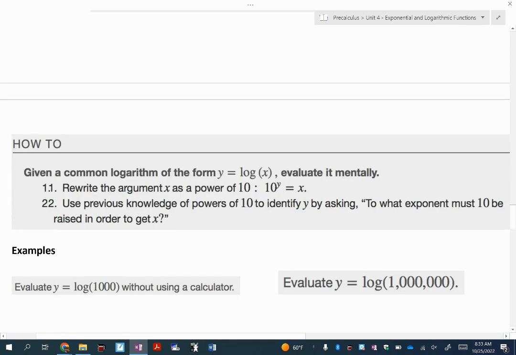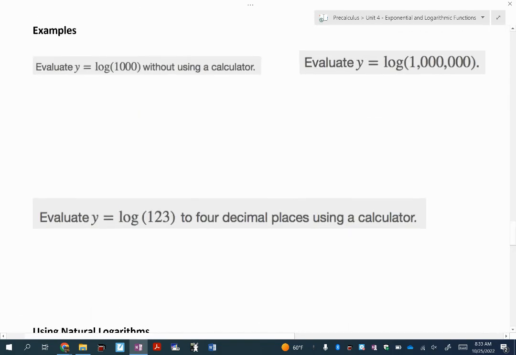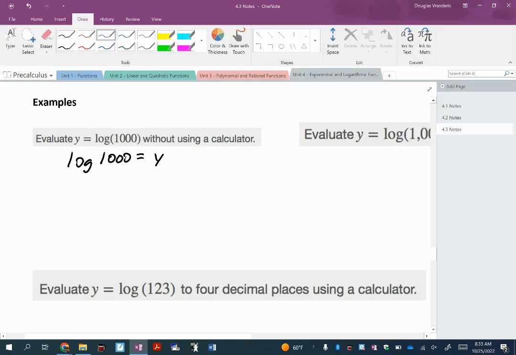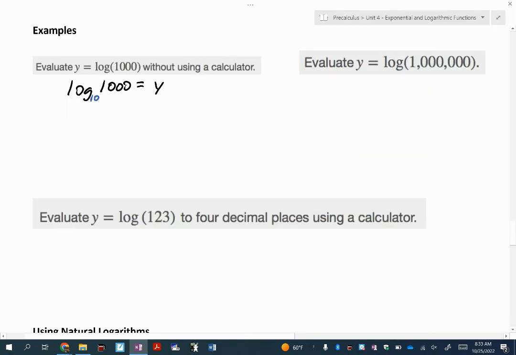Okay, so let's try to do these without a calculator. Again, I'm going to rewrite it. The log of 1,000 equals y. I didn't write the base, but you know that there is a base 10 right there. So 10 to some power y equals 1,000. You can do this if you know 10 squared is 100, so 10 cubed is 1,000. Or you can count the number of zeros. There are 3 zeros in 1,000, so that power is 3.